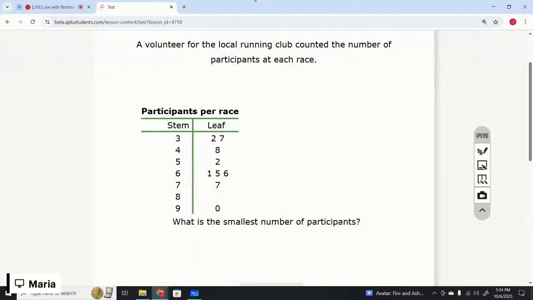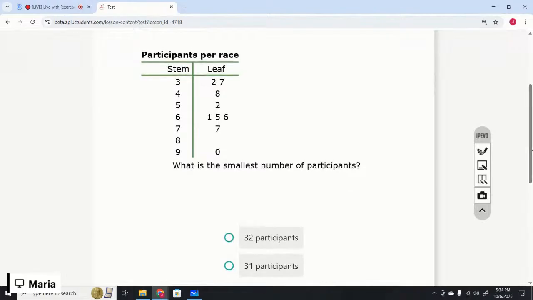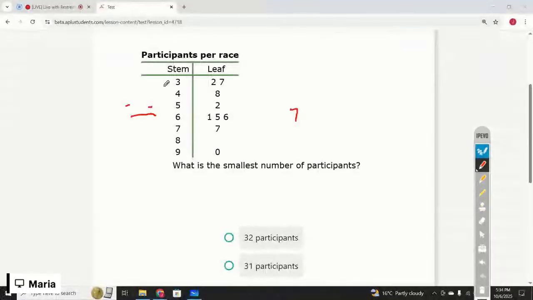A volunteer for the local running club counted the number of participants at each race. What is the smallest number of participants? The smallest number is the smallest stem and the smallest leaf, that is 32. The correct option is 32 participants.